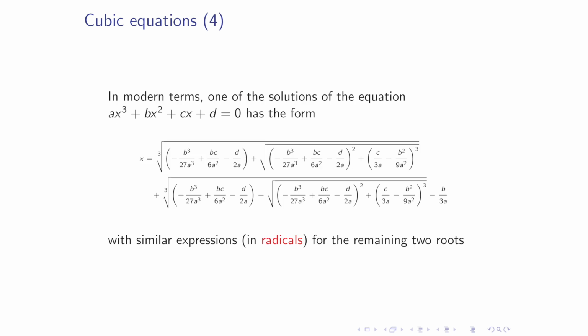In modern terms, this is what one of the solutions looks like. And it's a solution in radicals. So it uses addition, subtraction, multiplication, division, and the taking of roots. So in this case, square and cube. And this is a legacy of the sort of classical ruler and compass construction methods. Because if you try to handle numbers using ruler and compass, it's these kinds of quantities that you can construct.